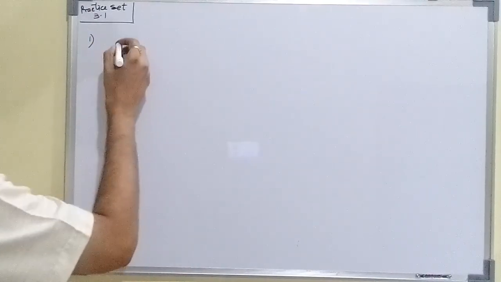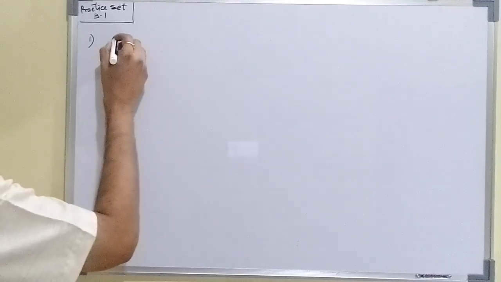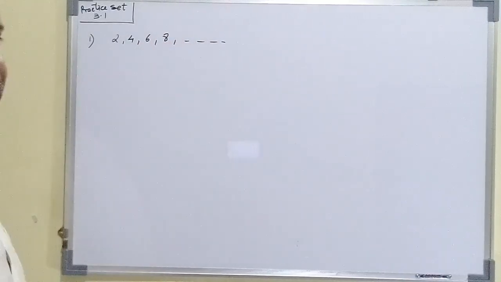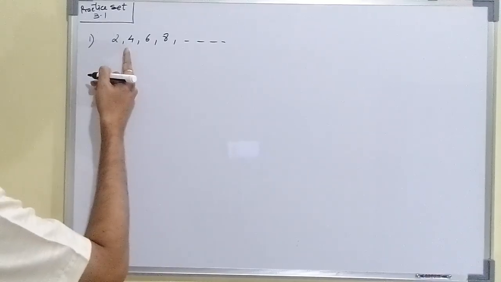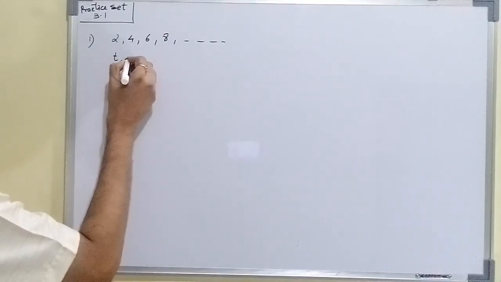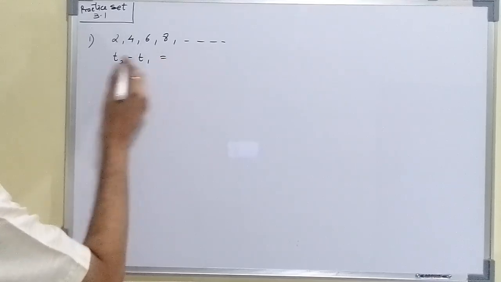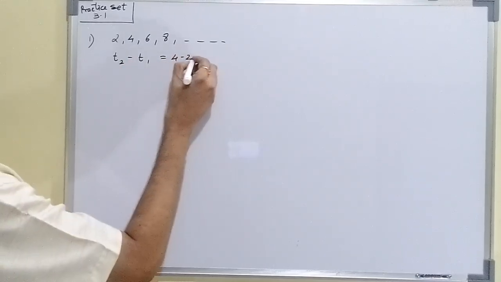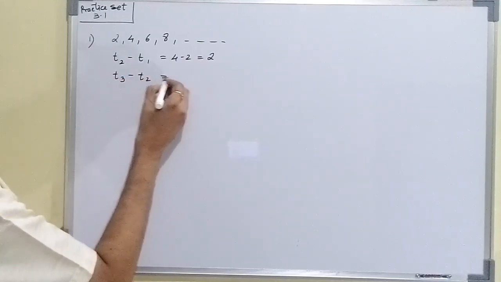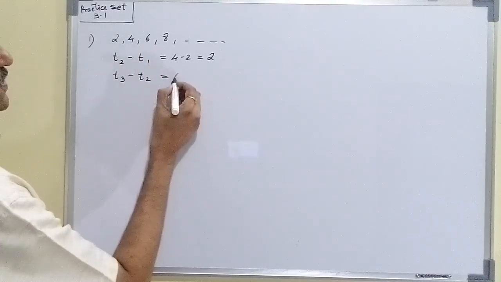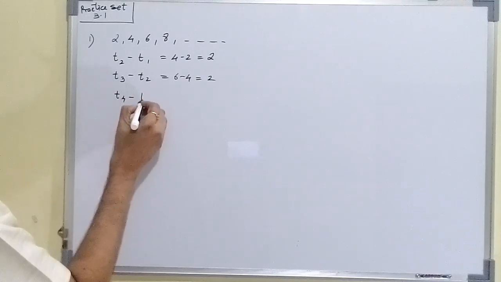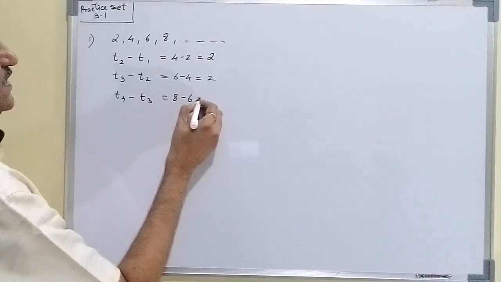First question is 2, 4, 6, 8, so on. Look at this. This is called T1, first term, second term, third term, fourth term. So what is T2 minus T1? T2 is 4, minus 2, it is 2. Then go for T3 minus T2. It is 6 minus 4, it is again 2. What is T4 minus T3? It is 8 minus 6 equal to 2.